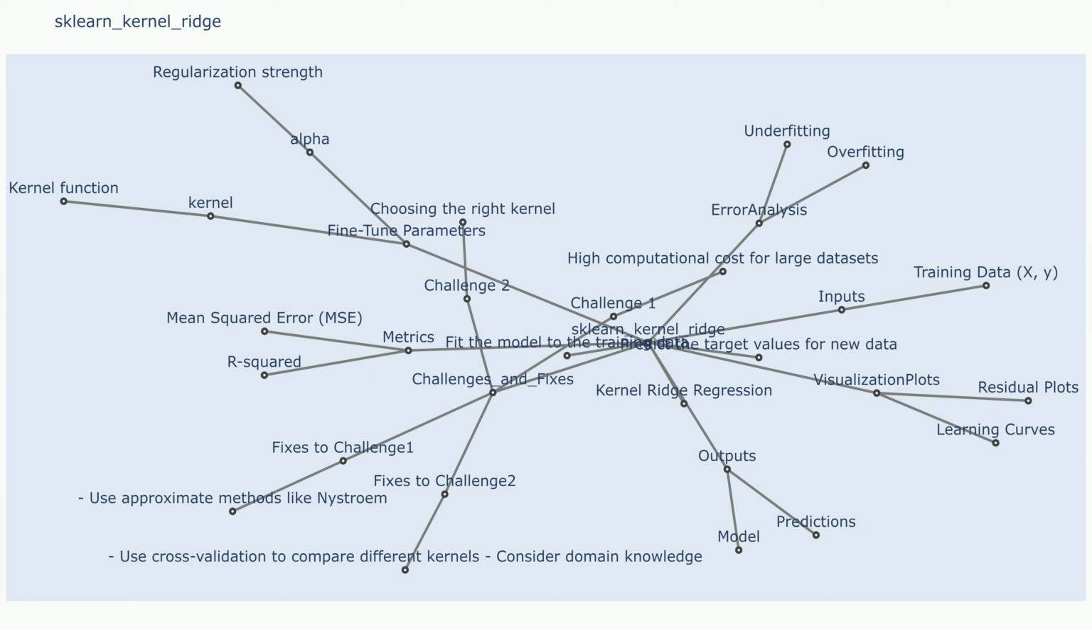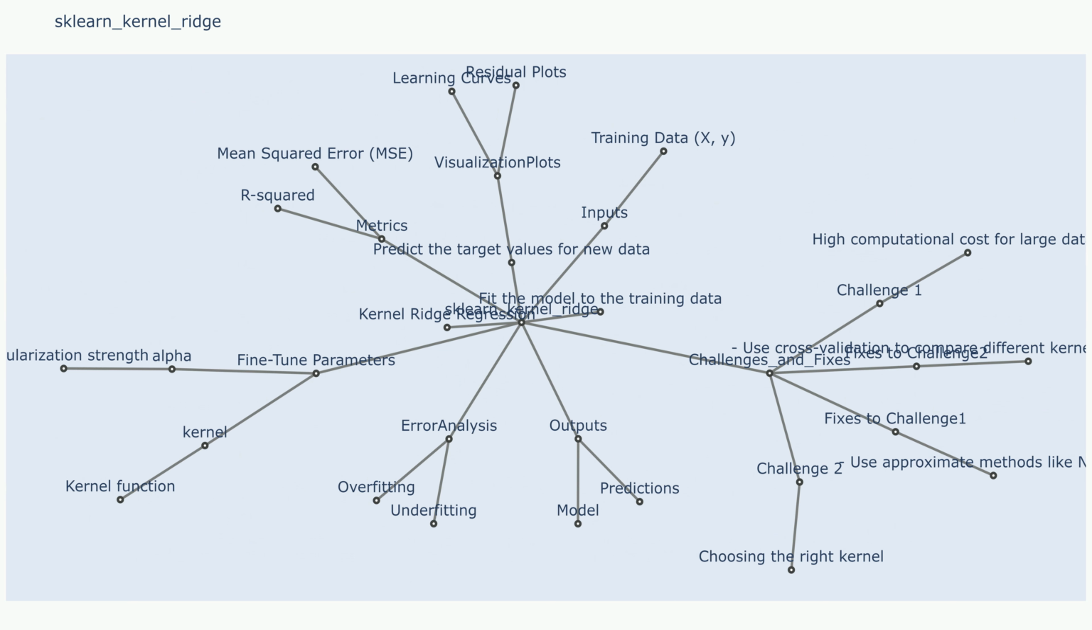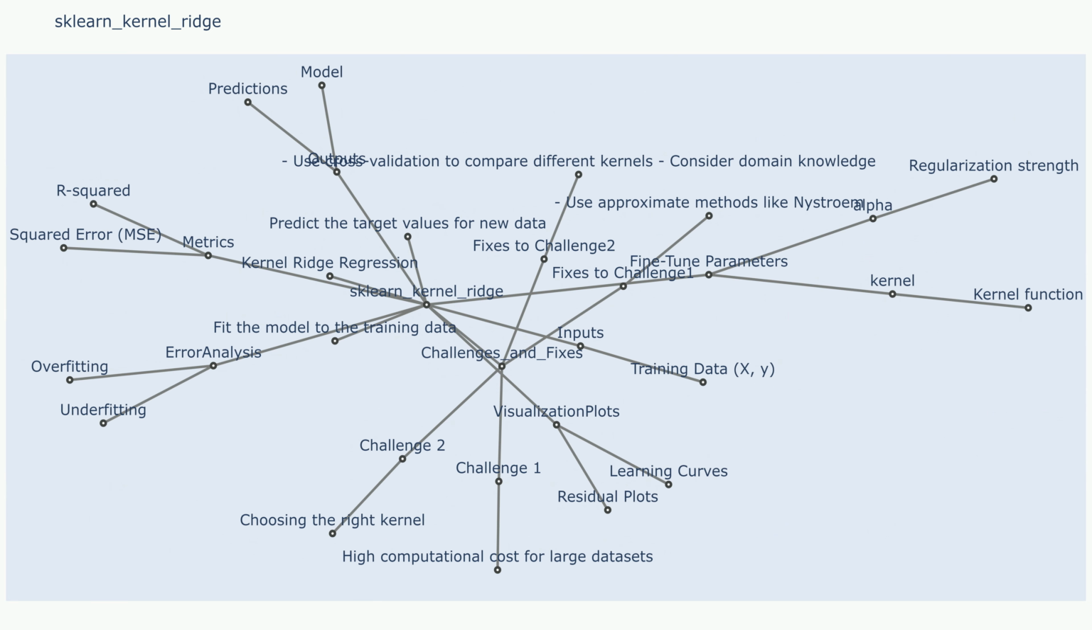Challenge 2. Choice of kernel. Selecting the appropriate kernel function is crucial for capturing the desired nonlinear relationships. Sample use case that resulted in challenge 2. If a linear kernel is used for highly nonlinear data, the model might not capture the underlying patterns effectively. Fixes to challenge 2. Experiment with different kernel functions, such as polynomial or RBF kernels, to find the best fit for the data. Utilize techniques like cross-validation to compare the performance of different kernels.